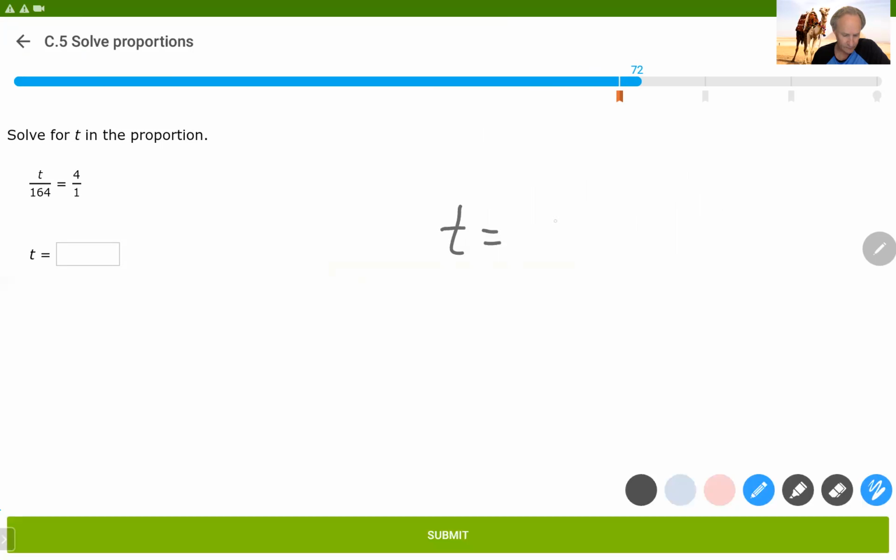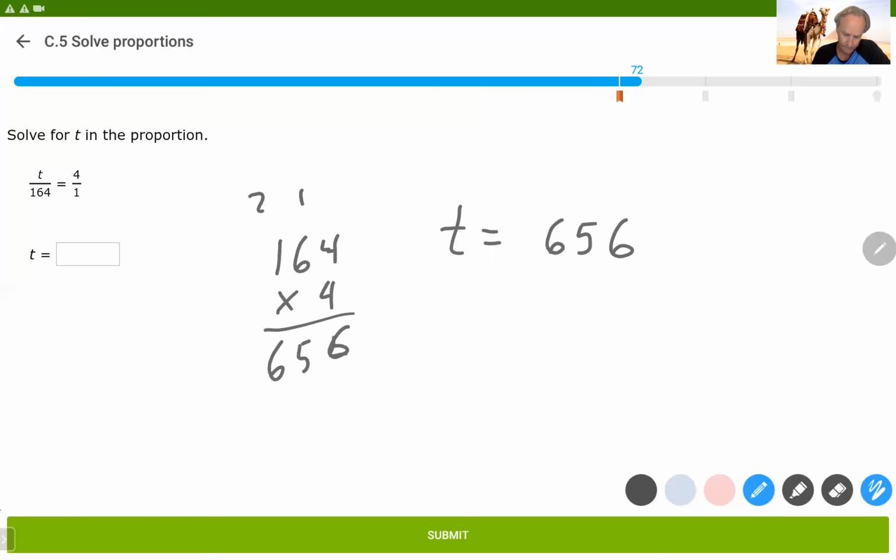4 times 164 is 656. If I take 164 times 4, I get the 6, excuse me. Carry the 1, that's 25. Carry the 2, and that's 6.